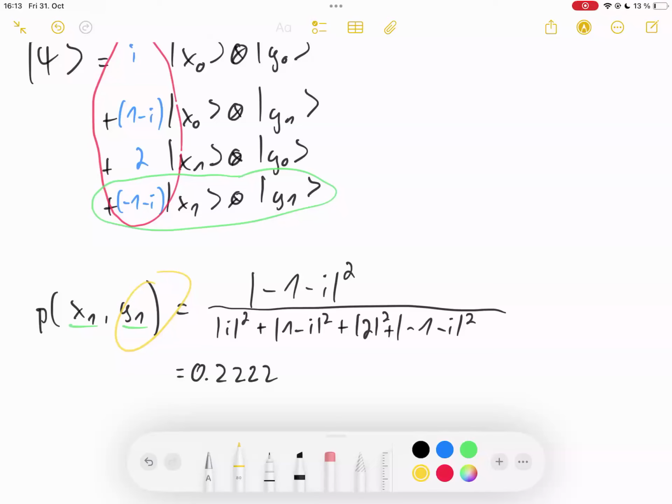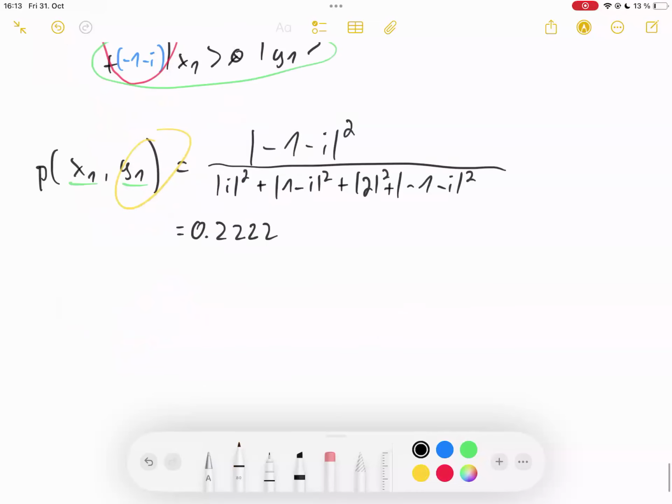Now, we have done the assembling. Now we will come to something that is called entanglement. And I'll show you this.